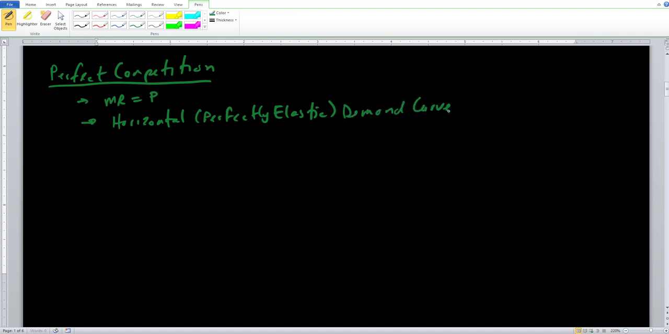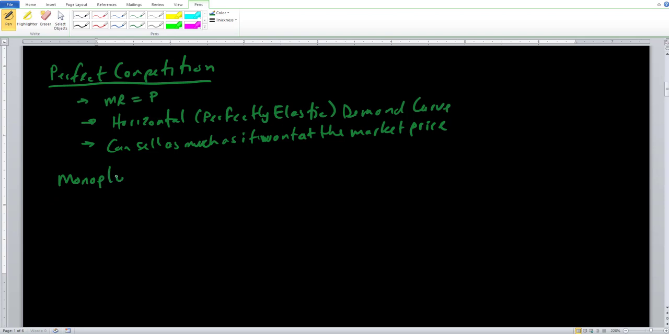And then finally, we notice that every single individual firm can sell as much as it wants at the market price. So here are three key features of perfect competition. And now we're going to see how all three of these things are going to change under the monopoly.